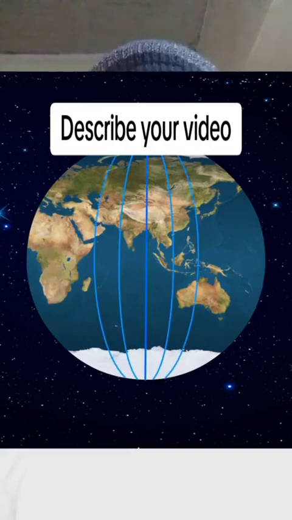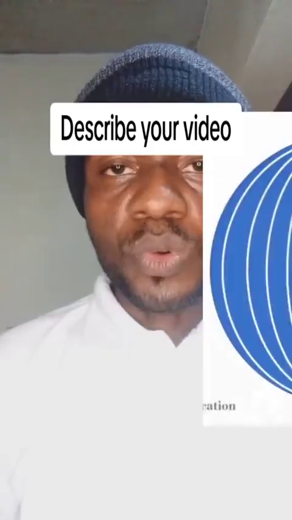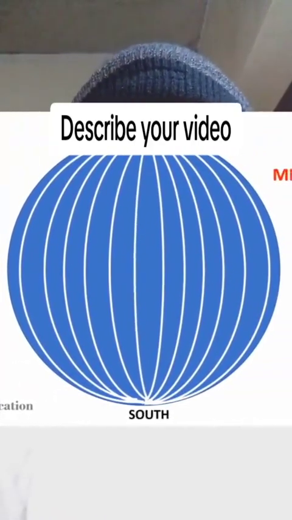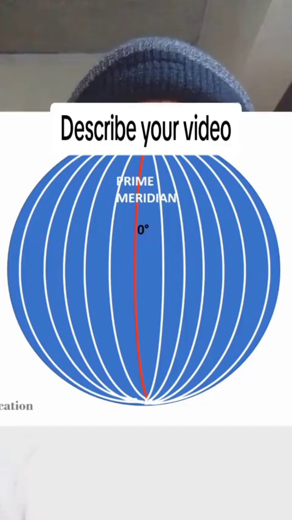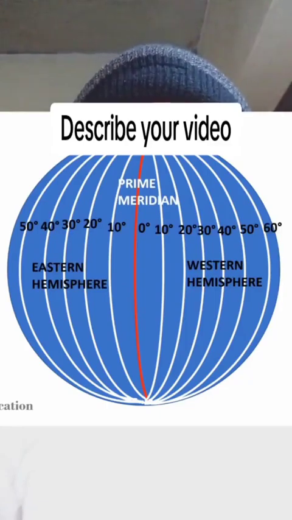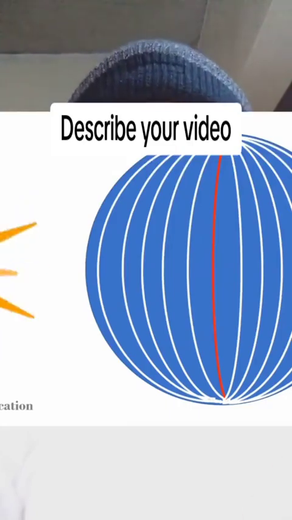Longitudes are imaginary lines that run from the North Pole to the South Pole. They are also called meridians. Of all the longitudes, one divides the Earth into two equal parts between the eastern and the western hemisphere, and that is called longitude 0, or you call it the prime meridian, or the GMT time, that's the Greenwich Meridian Time.